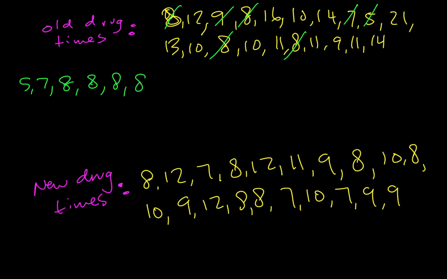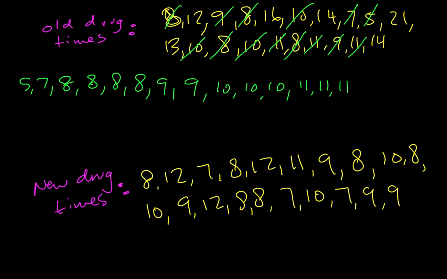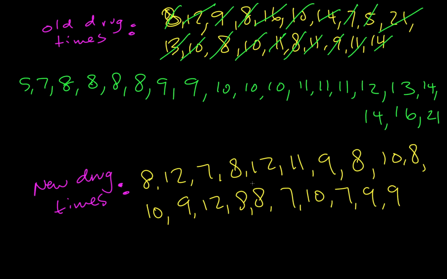And we got another 8. So 8, and then the 9, another 9. We got 1, 2, 3 10s. We got 1, 2, 3 11s. We got a 12. We got a 13, 14. I almost missed them. 16 and 21. Oh, we had 2 14s. 14, 14, 16, 21. Okay, I think I got all that data, and now we're going to look at this.